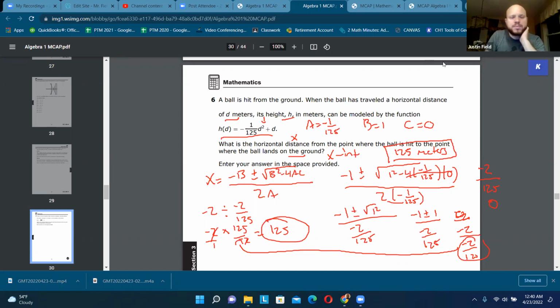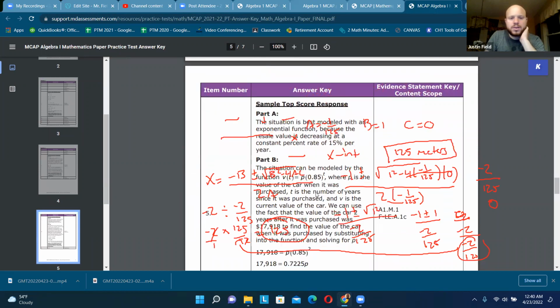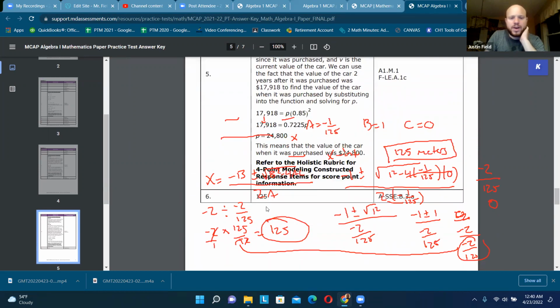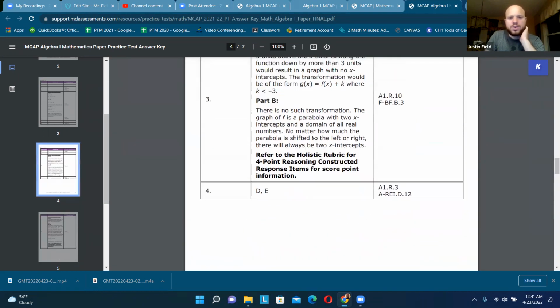Interesting, huh? Let's check that. 125, you can see it through the text. There it is. Hey, Mr. Field, good job. Good job, Mr. Field. All right, so that is the end.